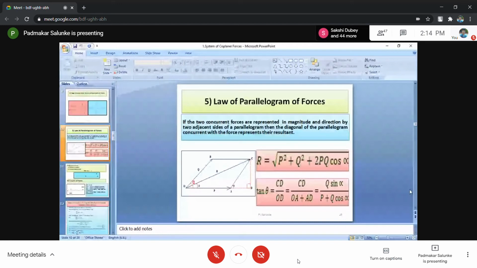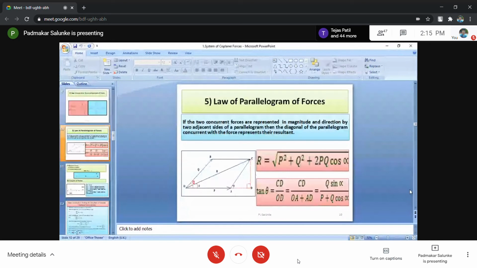Direction is nothing but the inclination of that resultant force with one of the components, and that component we have decided as force P. So inclination of the resultant with the x-axis is theta, and that theta is again calculated from right angle triangle OCD. In this triangle, tangent of theta equals front side divided by adjacent side, and hence tan theta equals CD divided by OD.